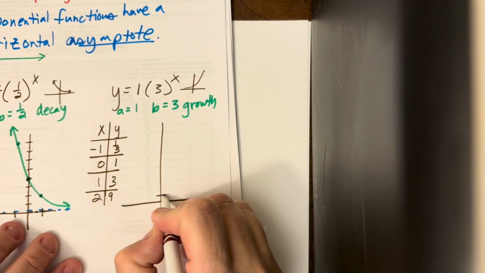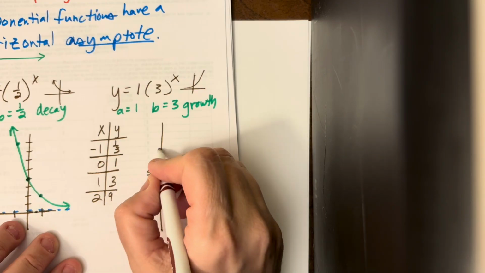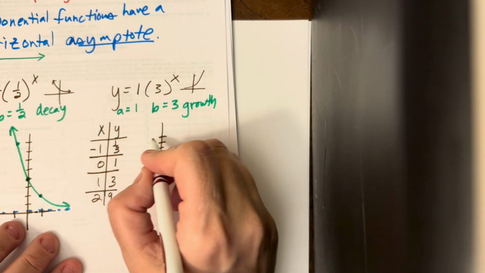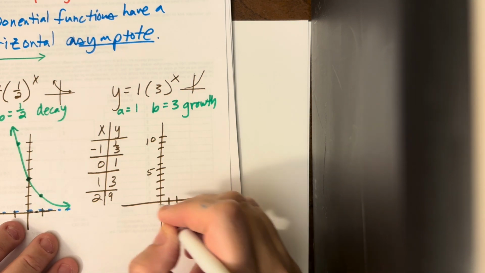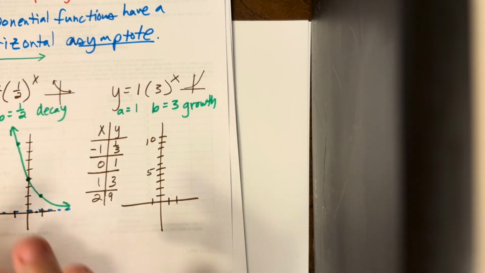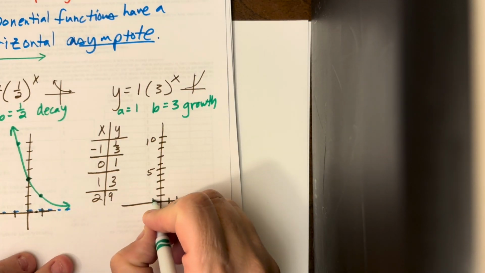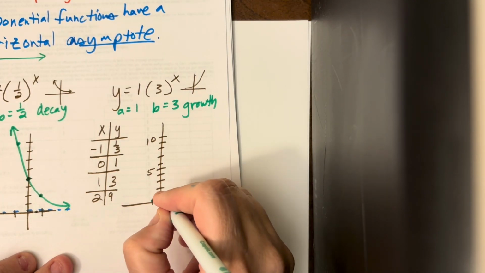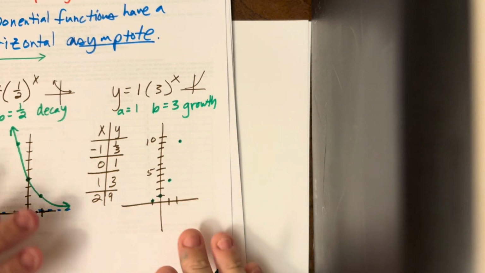So we're going up to 9. 1, 2, 3, 4, 5, 6, 7, 8. Oh my gosh, 9, 10. That's not very consistent, but you get the idea. 1, 2, -1. All right, let's plot some points. -1, 1/3, somewhere around here. 0, 1, 1, 3, 2, 9.